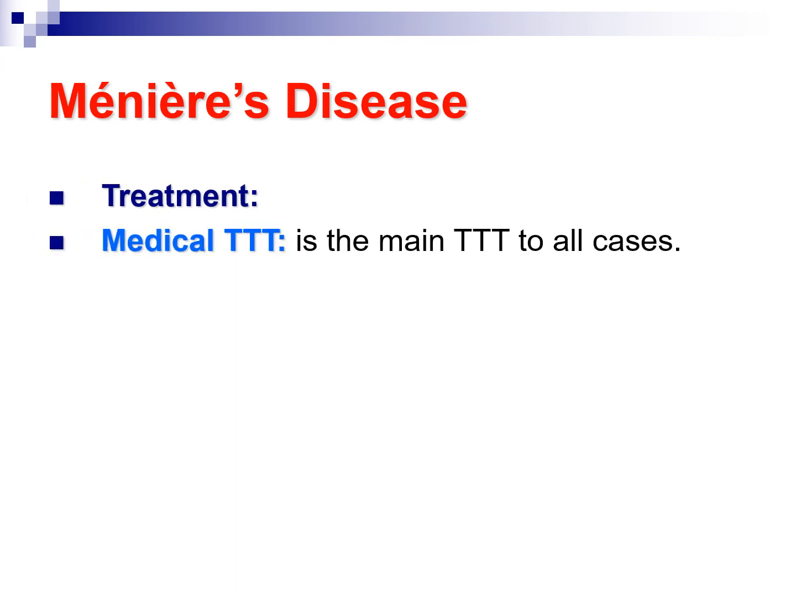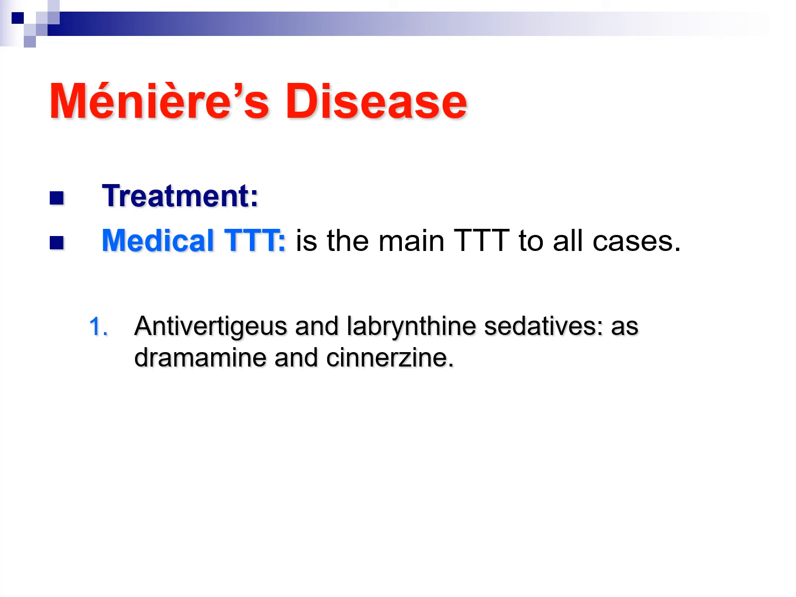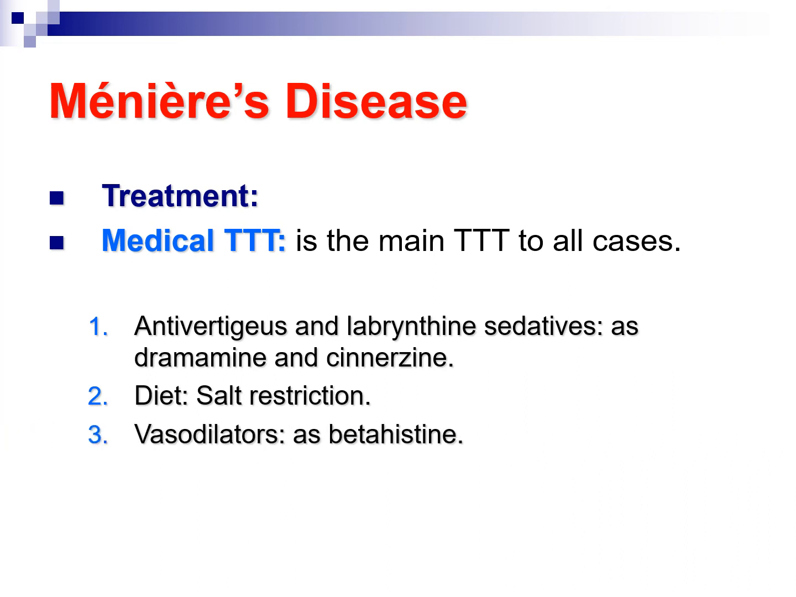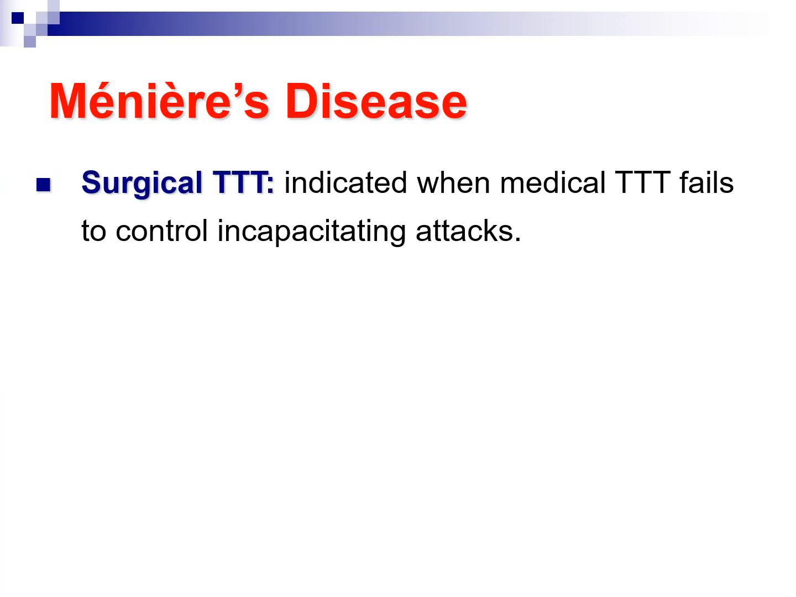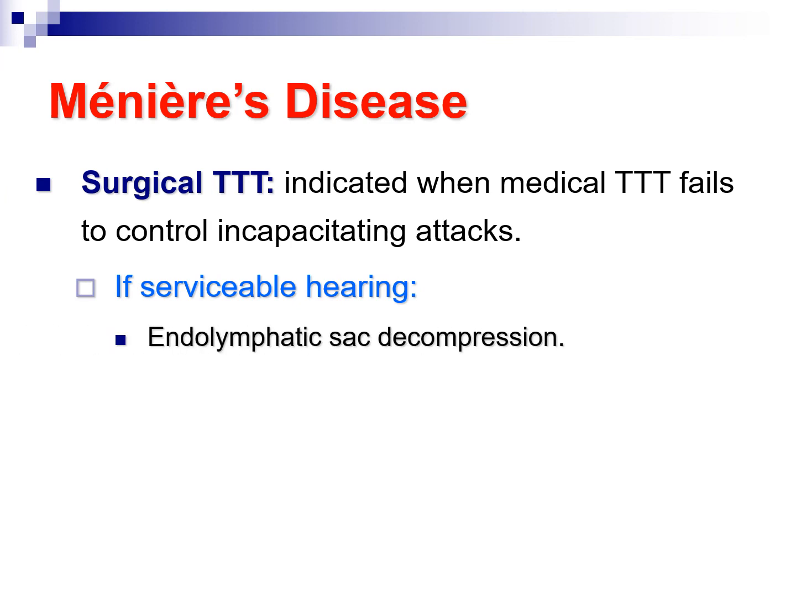As for treatment of Meniere's disease, medical treatment is the main treatment for most patients. We normally give them antivertiginous labyrinthine sedatives such as Dramamine and Cinnarizine, salt restriction, vasodilators such as betahistine, diuretics, corticosteroids, and minor tranquilizers. If medical treatment fails to control the attacks and the patient has serviceable hearing, which means the patient still has residual hearing, we do endolymphatic sac decompression with mastoid or subarachnoid shunt. So we allow the excess endolymph to be diverted either to the mastoid process to be absorbed, or to the subarachnoid space to be connected with the CSF.